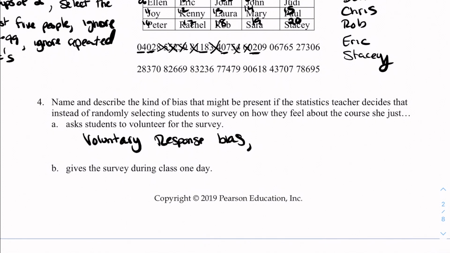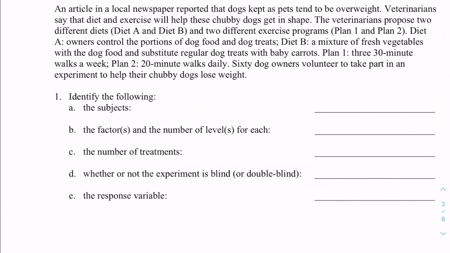How about if the teacher gives the survey during class one day? Well, this would be a convenience sample. This would only get the opinions of people that are in that class that day. And plus, the bias would probably be towards students who happen to attend class that day. They may enjoy the course more than students that are skipping or are at home or are virtual and don't get the same lesson. So this would be a convenience sample.